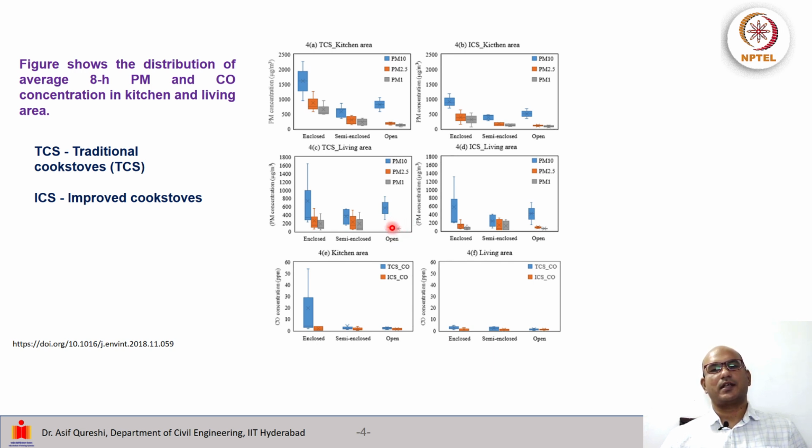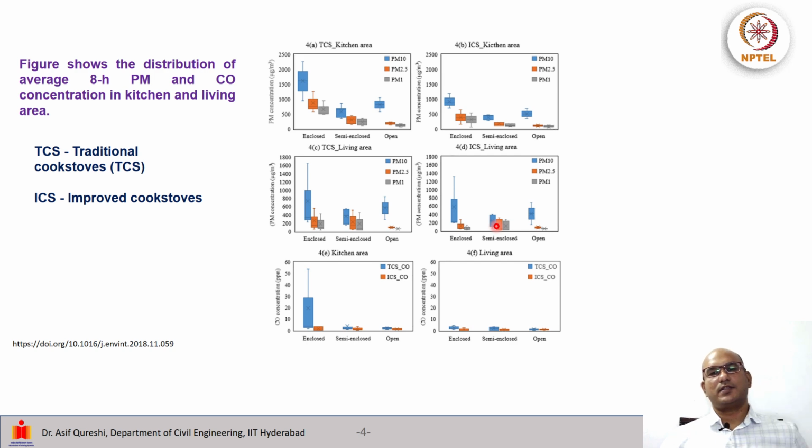So open kitchen and the living area in such houses are quite open in concept, and therefore the values are fairly uniform and fairly low. When one changes from traditional cook stove to improved cook stove, the PM10 in the living area decreases a little bit, and PM 2.5 and PM 1 also decrease a little bit more, so more substantial reduction.